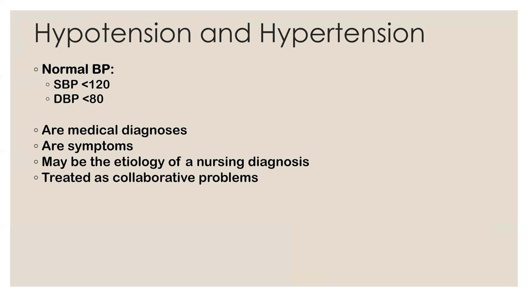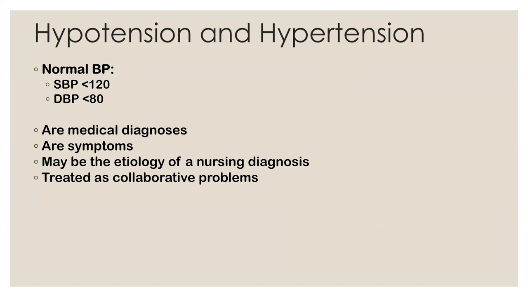What you need is a series of blood pressures to determine if the patient has a problem. We are always looking for a pattern. One rogue blood pressure is not going to tell us what we need to know, okay? So keep in mind that hypotension and hypertension are medical diagnoses, but they are also symptoms. They can be the problem, but they can also be symptoms of another problem, okay?